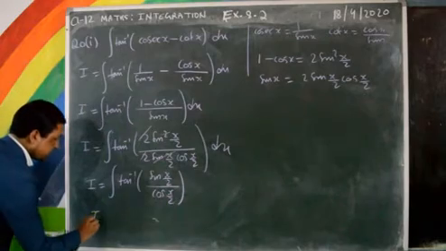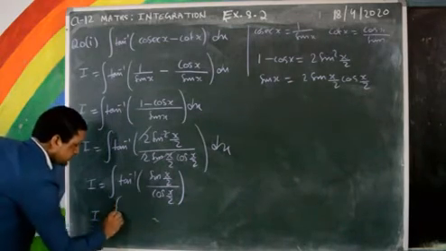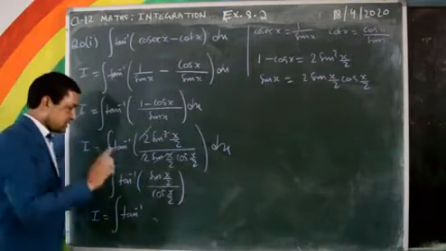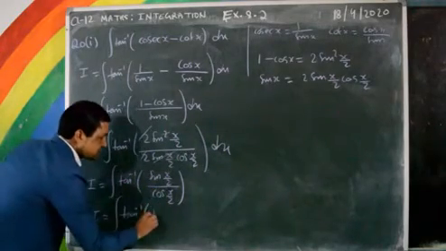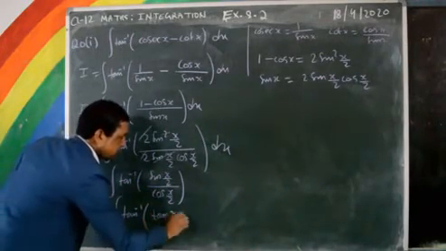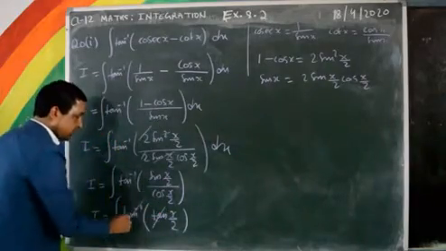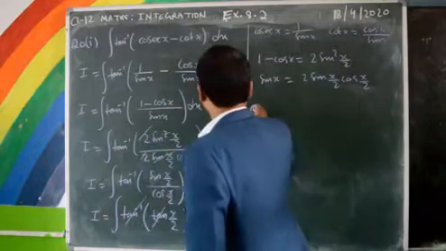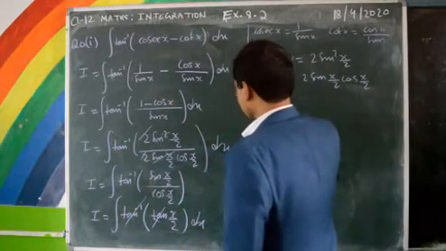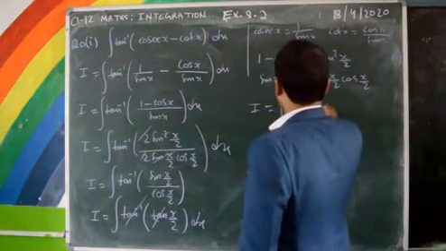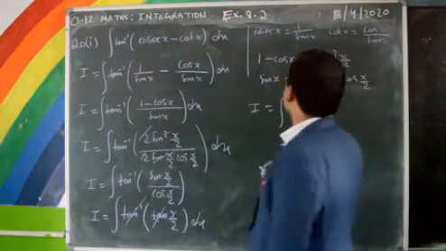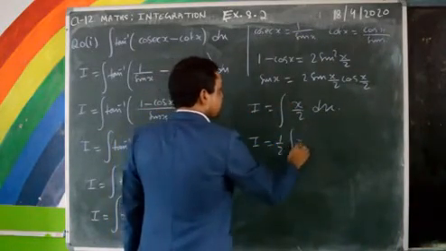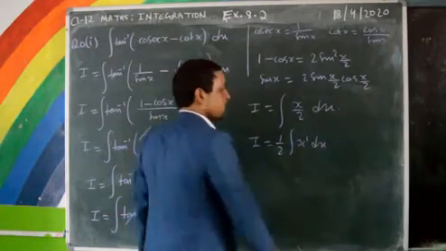Okay, now let me write here. Integration tan inverse sin x by cos x means once again tan x. Now this is tan x by 2. Now this tan and tan inverse got cancelled. Now what is left? I equals to x by 2 dx. Now take this 1 by 2 out of the integration because 1 by 2 is a constant, then x dx is left. Now x means power is 1 there.